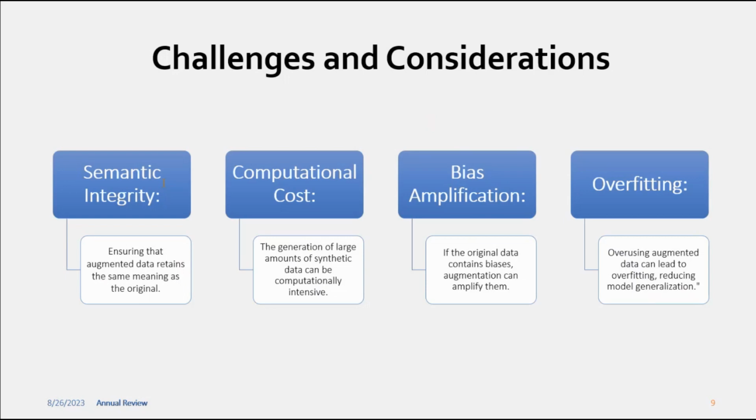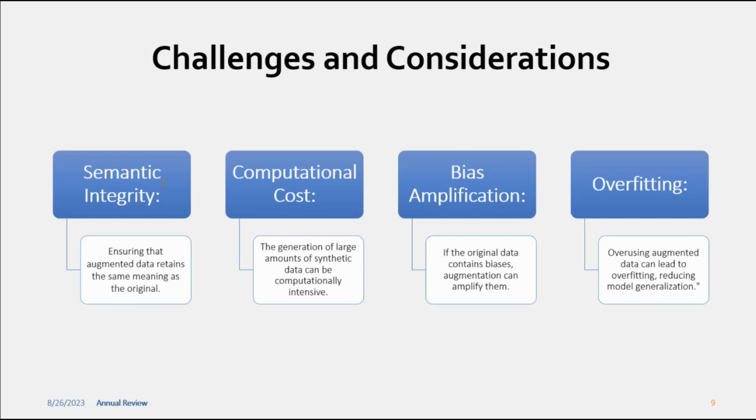Then biased amplification. If you have a data set, data augmentation basically enhances it and shows the points in a more pronounced way. So if the original data set had any unfairness or partiality, the augmentation can make it even more pronounced. It's like magnifying existing problems.